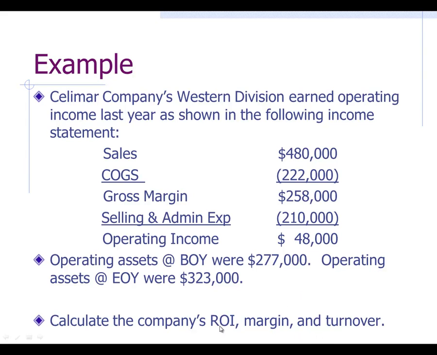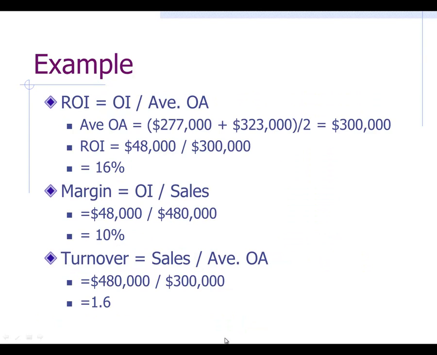So again, for ROI, your formula is to take income over average operating assets. To calculate the average operating assets, the formula is to take your beginning assets plus your ending assets and divide by 2. So our average operating assets is $300,000. This is what we want to use for all of our equations. So for simple ROI, operating income is $48,000. Average operating assets is $300,000. So our return on investment is 16%.